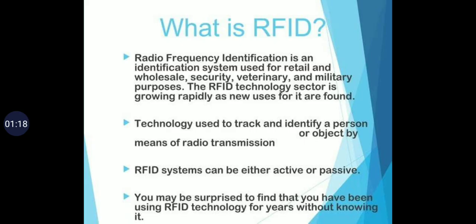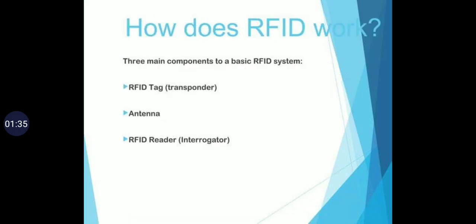RFID systems can be either passive or active. You may be surprised to find that you have been using RFID technology for years without knowing it. So many are using RFID. We have seen it, but we don't know how it is functioning. So how does an RFID work, or what are the components? Mainly we have three components. One is a tag, the other one is an antenna, and the third one is a reader.